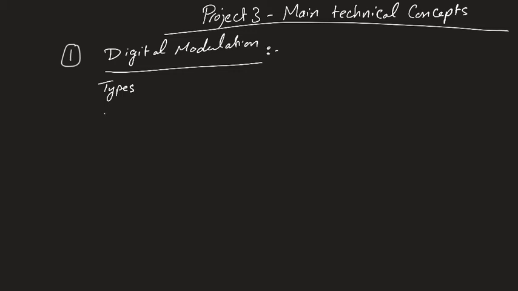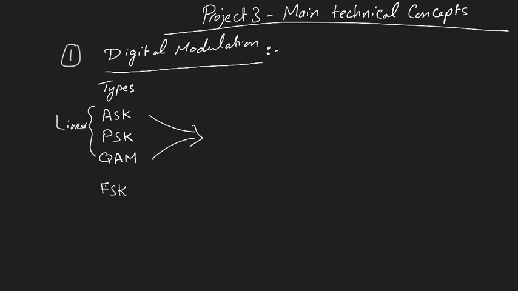Okay, so we have ASK, PSK, QAM, and we have a special type which is FSK. These three types are called linear modulation, linear digital modulation techniques, and all of them have a classical constellation diagram.